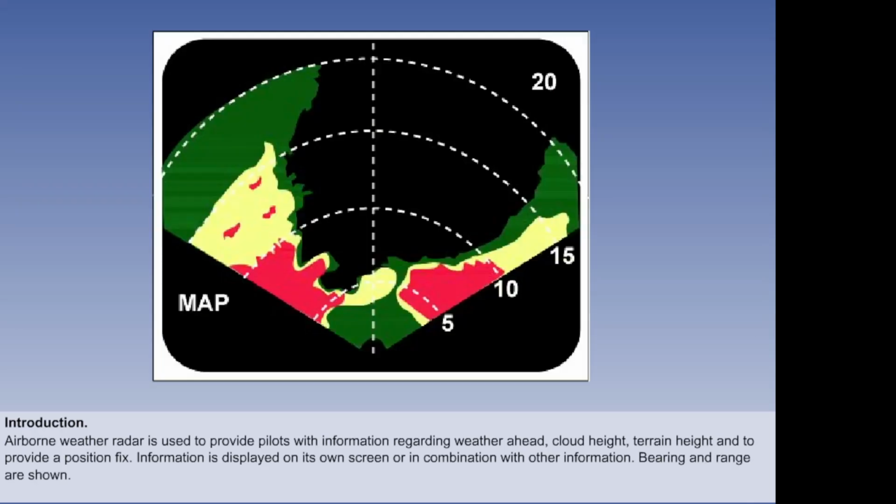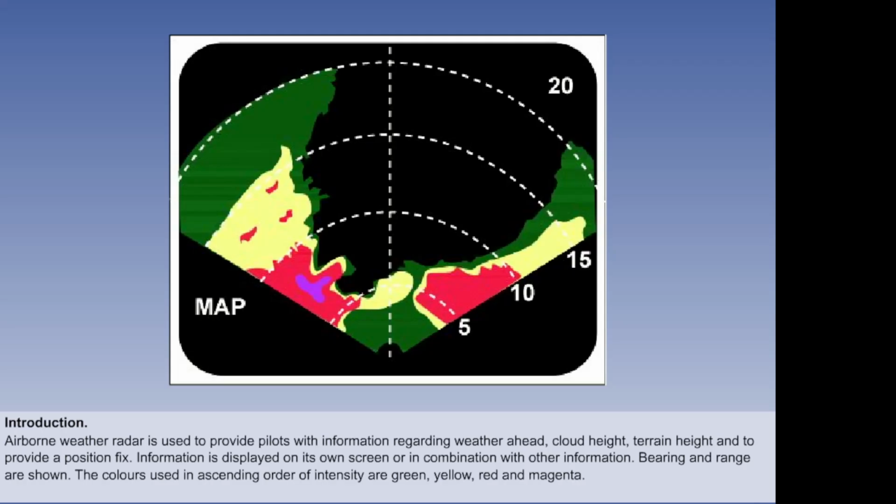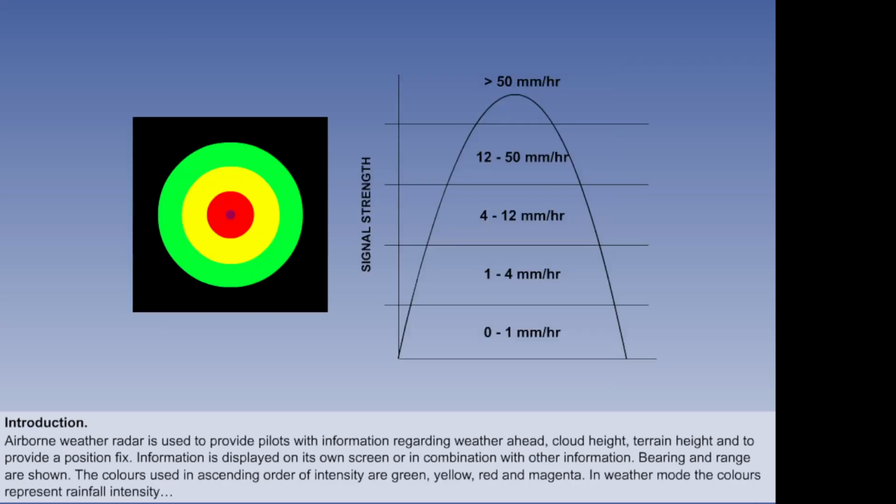Information on cloud formations or terrain features is displayed as a range from the aircraft and a bearing relative to its heading. The presentation, in ascending order, is in green, yellow, red and magenta, although older units may be in monochrome. In the weather mode, the colours represent the increasing variations in rainfall rate from light to very heavy.